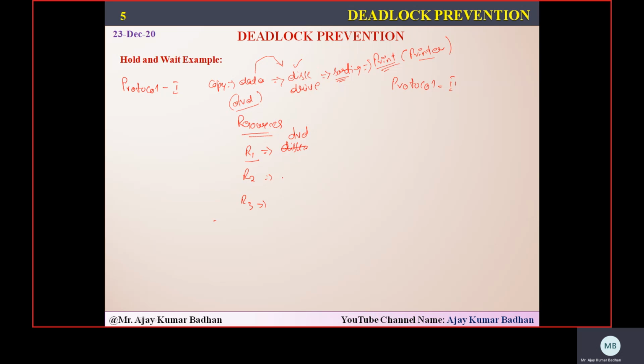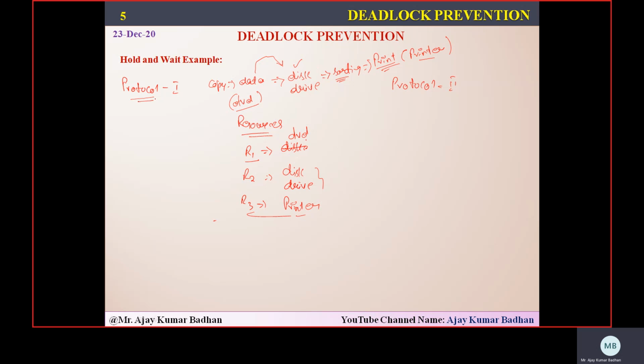Then we need to store that data from the DVD into the disk drive, so we require a disk drive. That is another resource. And the third one is the printer, because we are applying some sorting technique in the disk drive. We are sorting it and then finally we are printing it. Fine. Till here, it's okay.